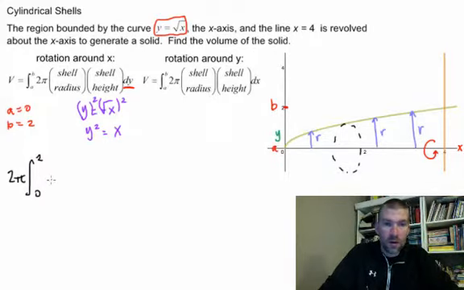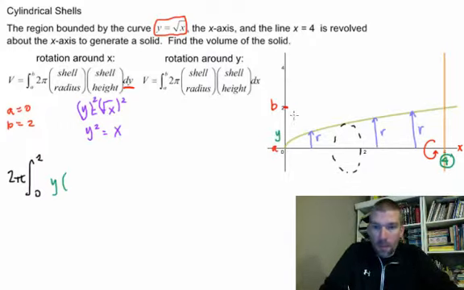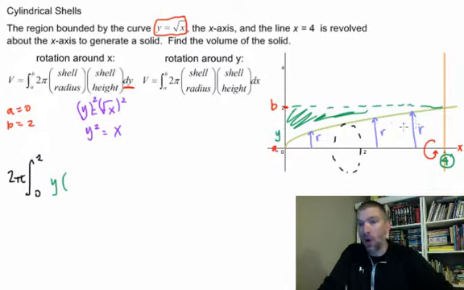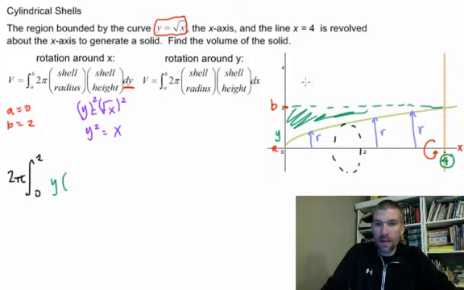Okay, so our shell radius is going to be y. Our shell height then is going to be where we stop, which is this 4 right here. We're stopping here at 4 on the x-axis, right? But if I filled this in from this B, we don't need any of this space right here. So our shell height, or how tall we are off of the y-axis, is going to be this way.